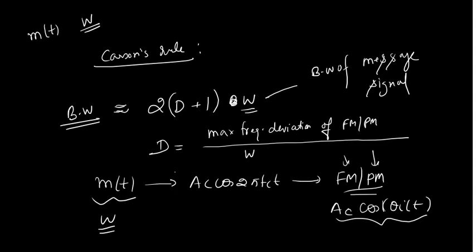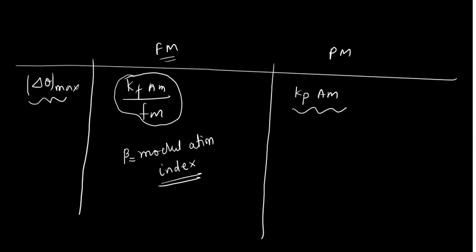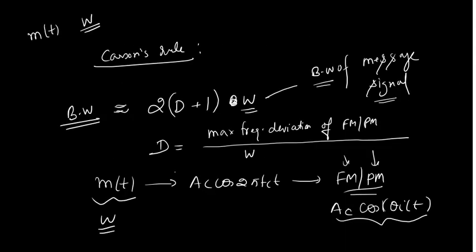And W is the bandwidth of your message. Always remember this. So this thing we have studied. This is a new thing which we have introduced. We have not studied it earlier. That what is the practical bandwidth?